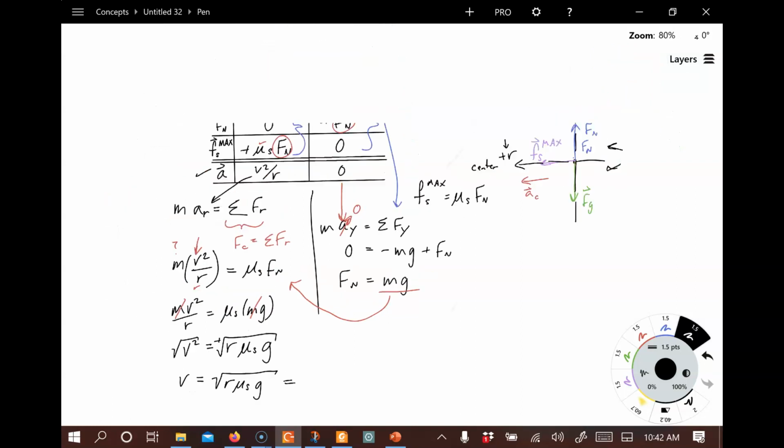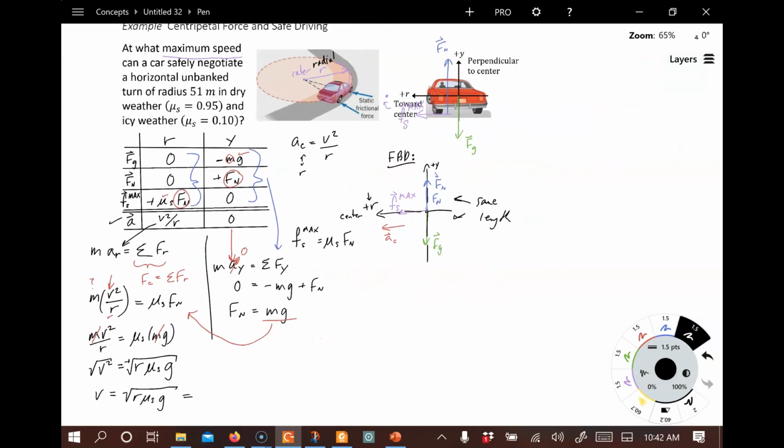And for part A, we can go ahead and plug in our information. So mu sub s for part A. This is when it's dry weather. That means you have a large value of the static coefficient of friction, which means there's a stickiness. There's a good grip between the tires and the road. And so let's plug those numbers in and see what we get.